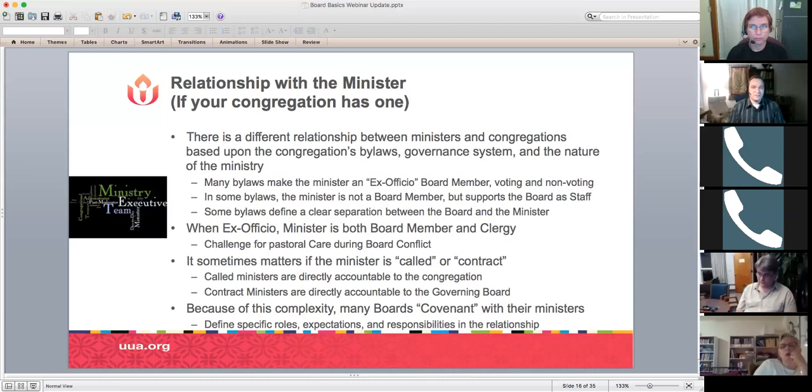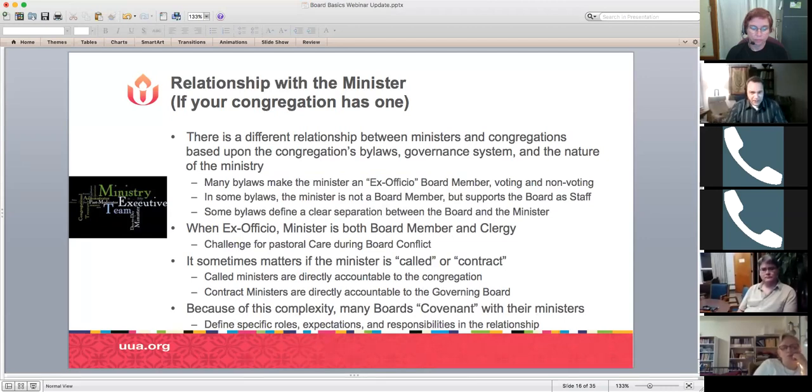They are hired by the governing board to perform certain ministerial tasks within the congregation. And so it makes a difference. A contract minister is far more accountable to the governing board than a called minister is. Now, that doesn't mean the called minister should not be in covenantal relationship with the governing board and should not have mutual accountability, but there isn't that formal accountability that exists in contract ministry.